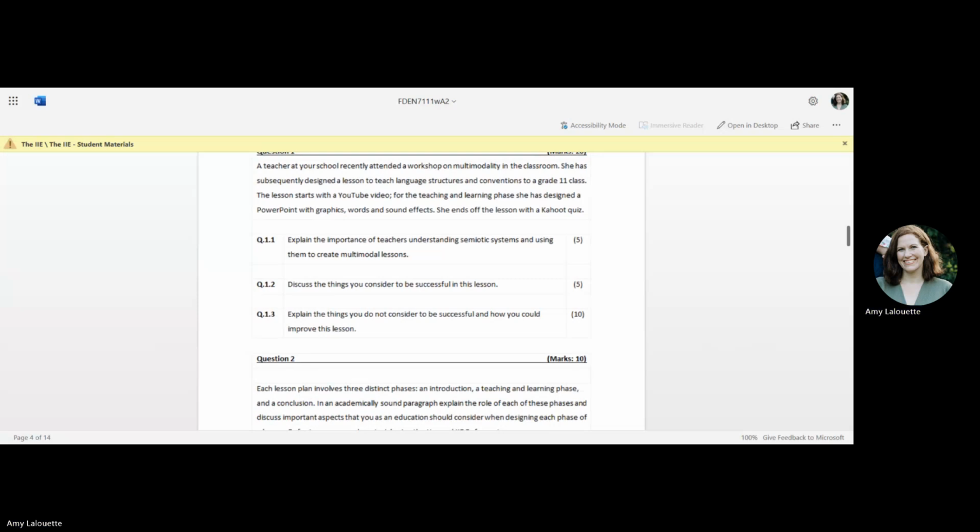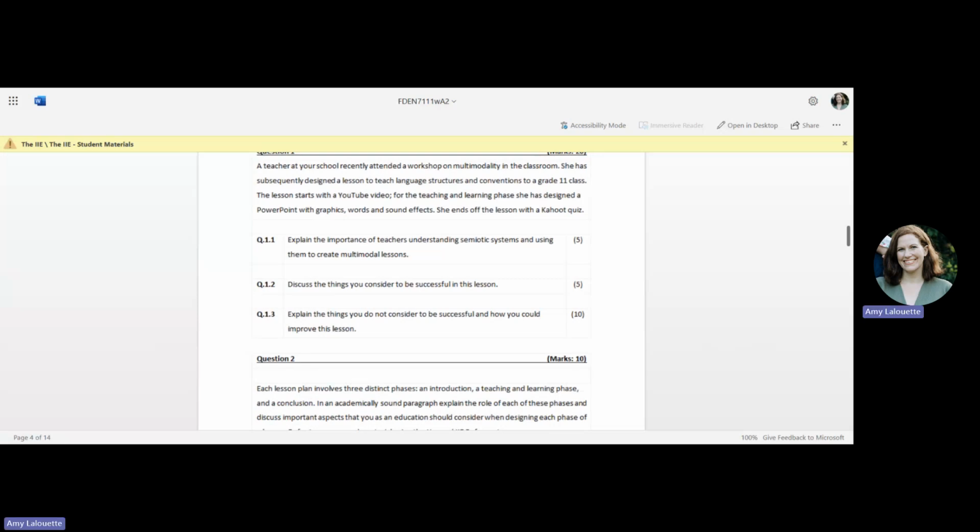So you need to explain why it is important that you understand semiotics. So why you understand all of these things that need to be decoded, and how that is going to help you in producing a good lesson that uses multimodality effectively. Remember, we've spoken a lot about how we don't just put anything into our lessons. We use multimodality to convey a message.